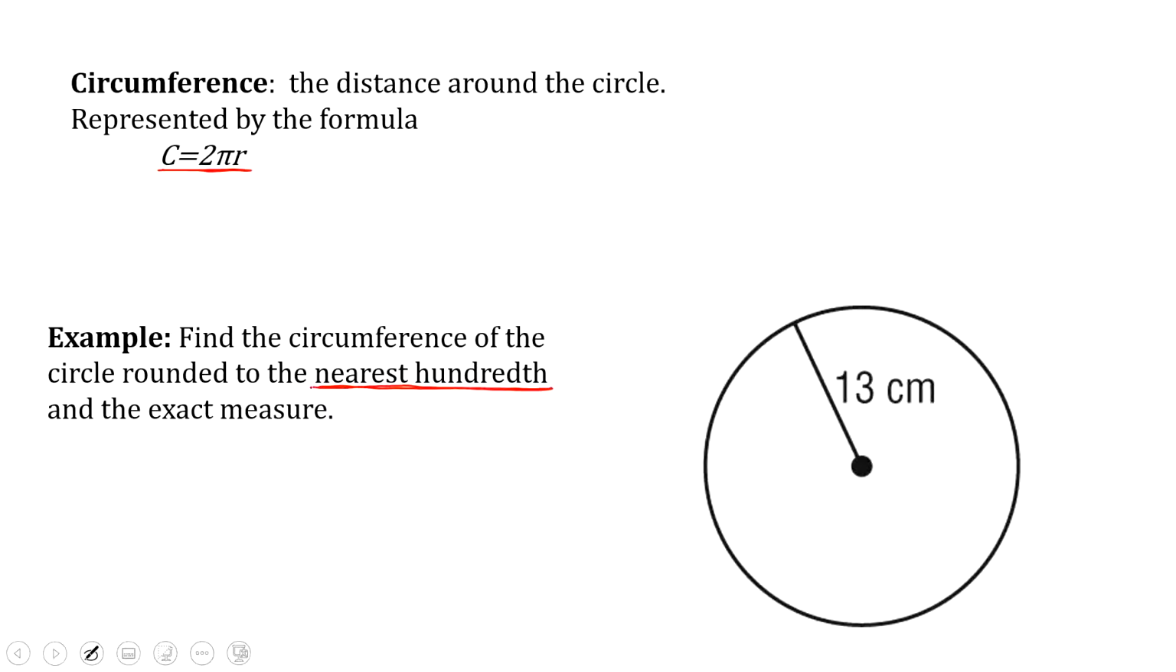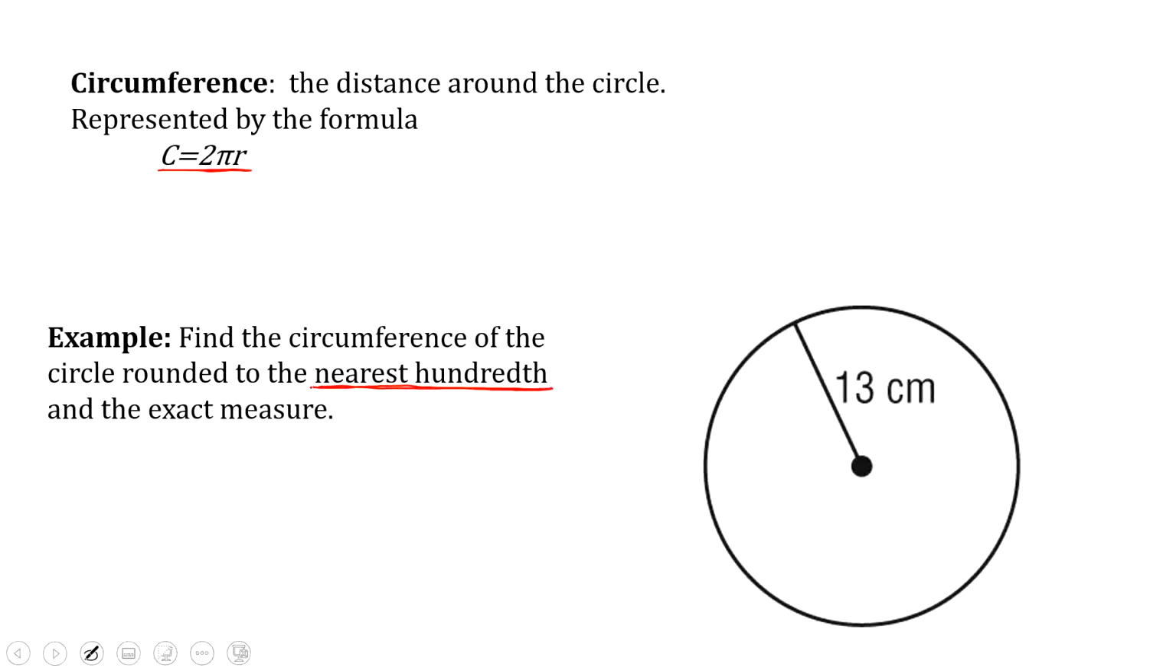You may have some problems where you're asked to find the exact measurement. So remember, when we're finding the exact measurement of a circumference or an area of a circle, or in another example, an area of a sector, we're looking for that answer to be left in terms of pi. Because we all know that pi is a never-ending decimal. We can never actually get the exact value of pi. We're always estimating it. So if we're looking for the exact value of the area of a circle, or in this instance, the circumference of a circle, you leave your answer in terms of pi.